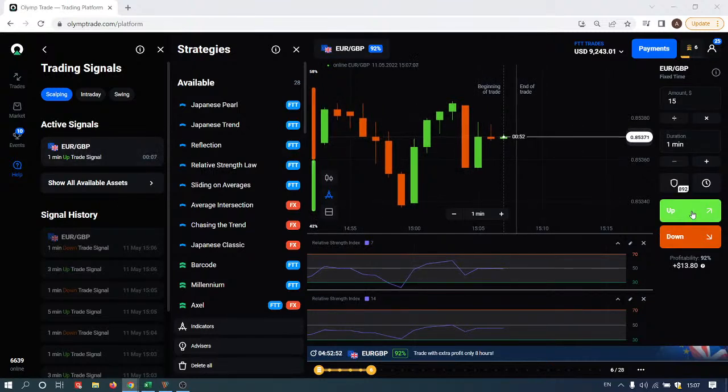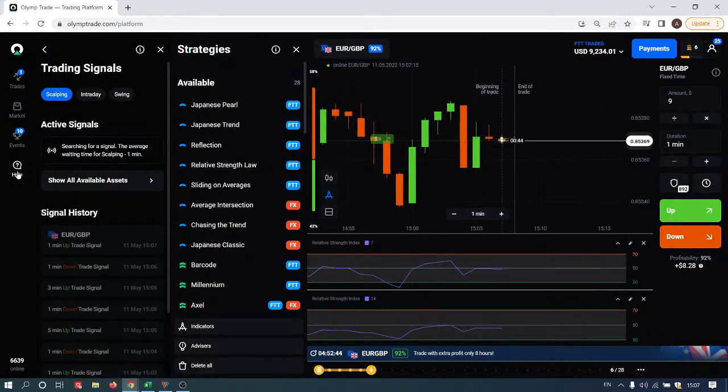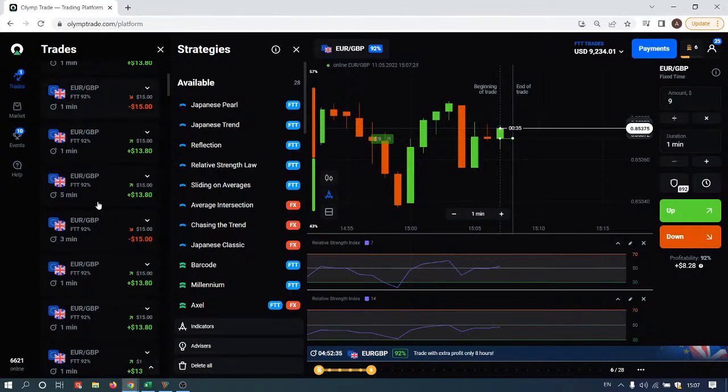Anyways, guys, trading signals. Let's start with trading signals today. I'll just show you how they work, and we will trade. Then we will switch to barcode strategy, or we can combine them. I don't know. We'll see how it goes.